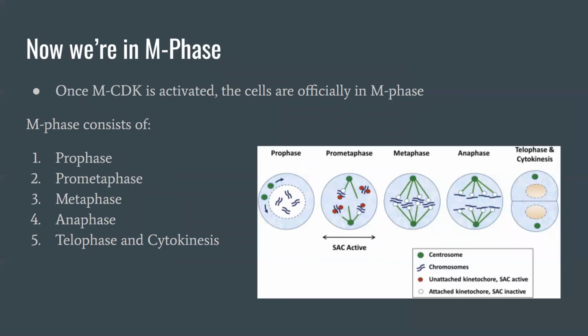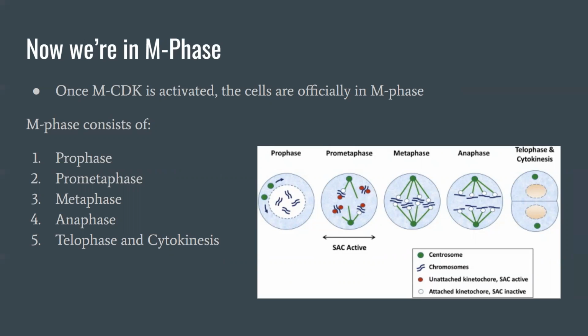So now we're in M phase. Once MCDK is activated, the cells are officially in M phase. We have left G2 phase. Everything was good, and now we're in mitosis. I'm sure most of you remember from previous bio classes in high school, M phase consists of prophase, prometaphase, metaphase, anaphase, telophase, and cytokinesis, which are usually clumped together as one step.